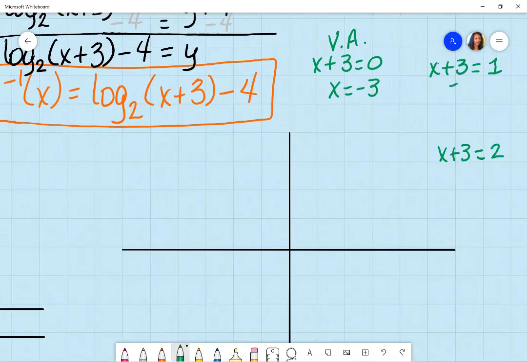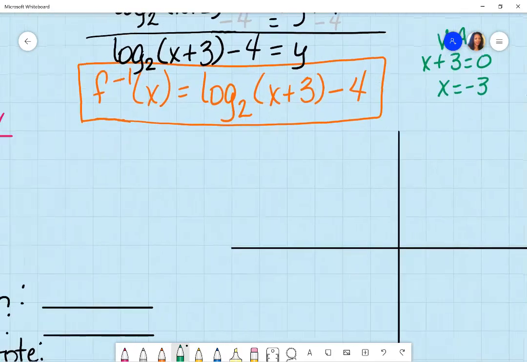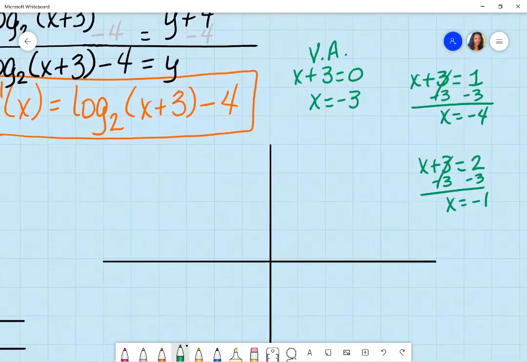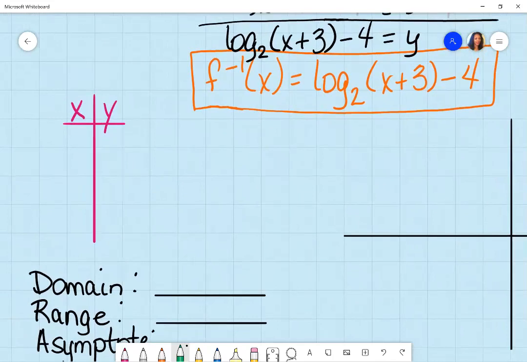Solve for x. So I'm going to subtract 3 on both sides. In one instance, x is equal to -4. And in the other instance, x is equal to -1. So I'm going to go over here, and this is what's going in my table: -4 and -1.